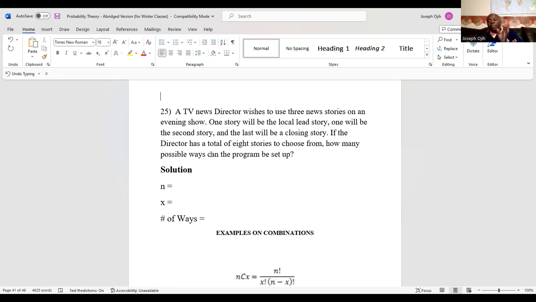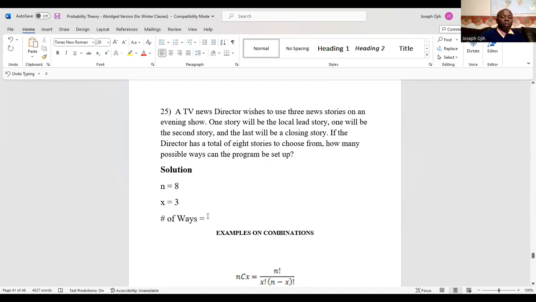So you see that there's a specific order here. One story will be the local lead story, the second one will be the second story, and the other one will be the closing story. So there's a specific order, which means that we're going to use permutation. And he has 8 stories to choose from, so our n is 8. You're going to choose 3 stories from these 8 stories, so x is 3.